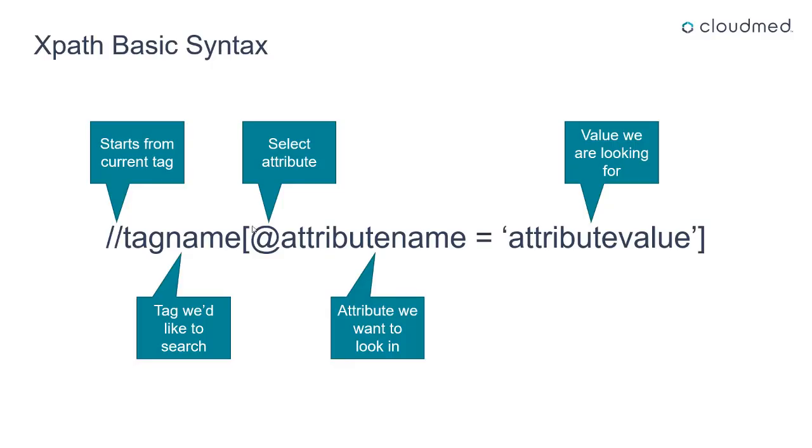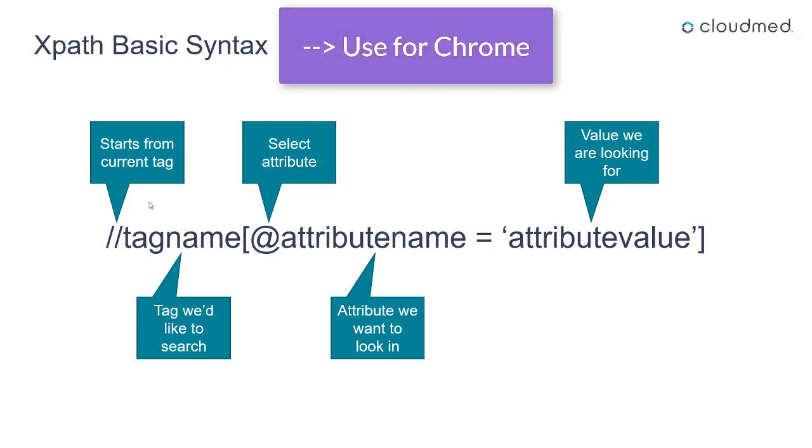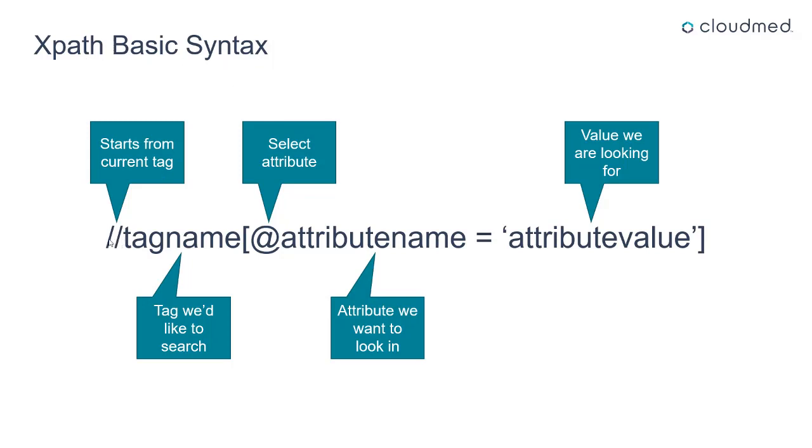Now let's take a look at the basic syntax of XPath. So when we're using relative XPath, we'll have our 2 slashes, and then we're going to enter our tag name. So it's going to bring us right to the tag or that node that we want to be in. And then in our brackets, when we use the @ sign, it's going to select a specific attribute, which we would enter its name here.